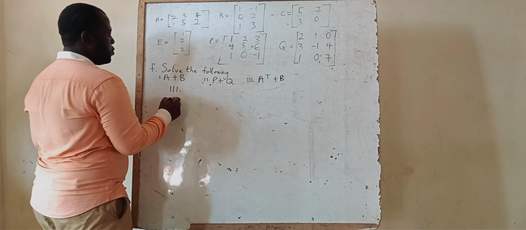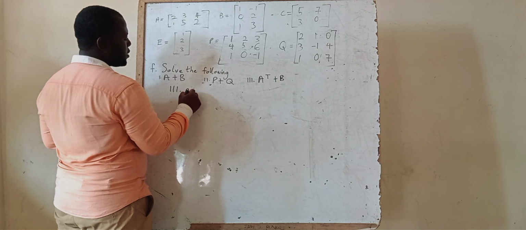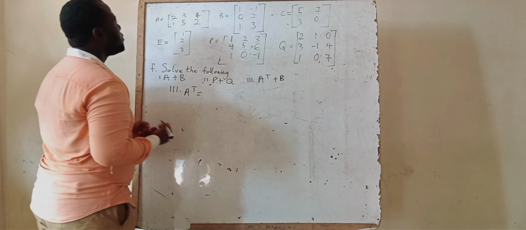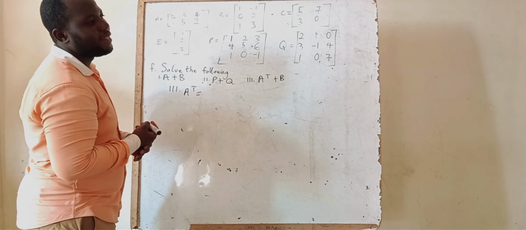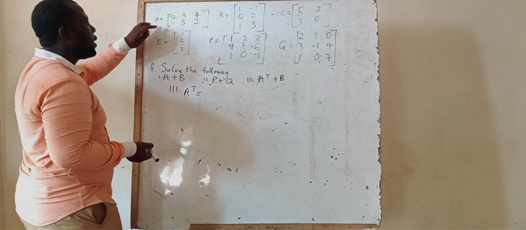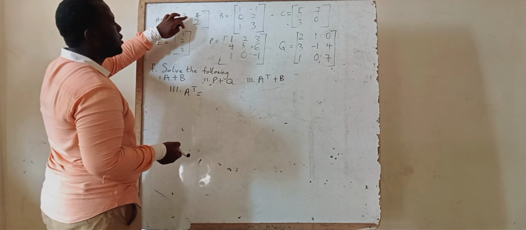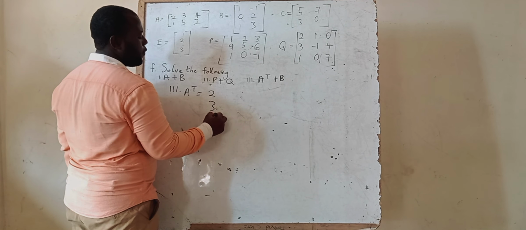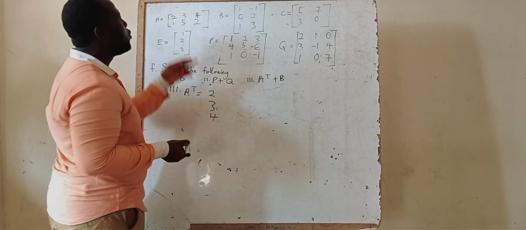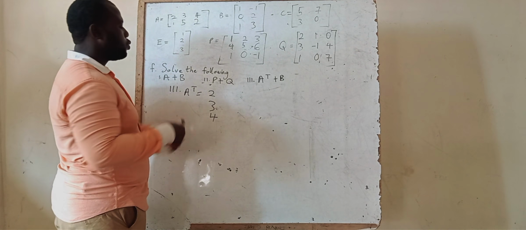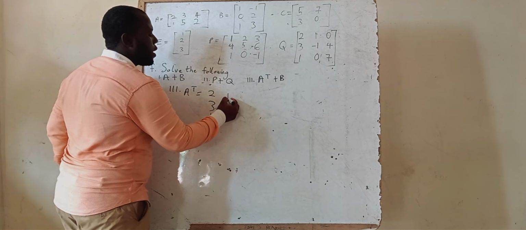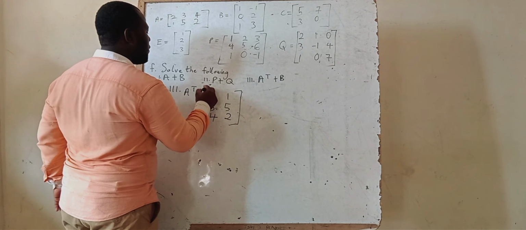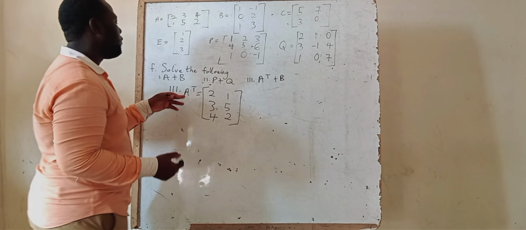So for A transpose, how do we find the transpose? For a transpose, you take the rows and express them as columns. For A, let's take the first row, 2, 3, 4. Express it as a column, 2, 3, 4. For the second row, 1, 5, 2, express it as a column, 1, 5, 2. We have found the transpose of A.